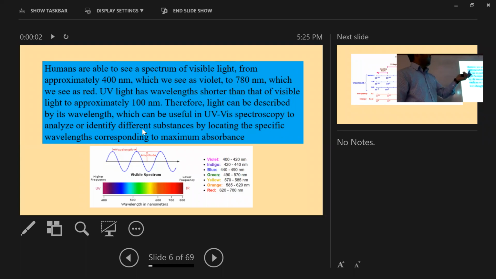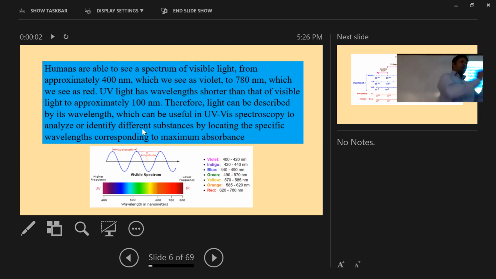UV light has a wavelength shorter than that of visible light. Already you have mentioned, approximately 100 nanometers. If we consider 100 nanometers, that light has an energy of around 12.39 electron volts. I have mentioned the equation: energy equals 1239.85 divided by the wavelength. So for 100 nanometers, that gives an energy of approximately 12.4 electron volts. That is even higher energy, and that energy is enough to remove one electron from most molecules.